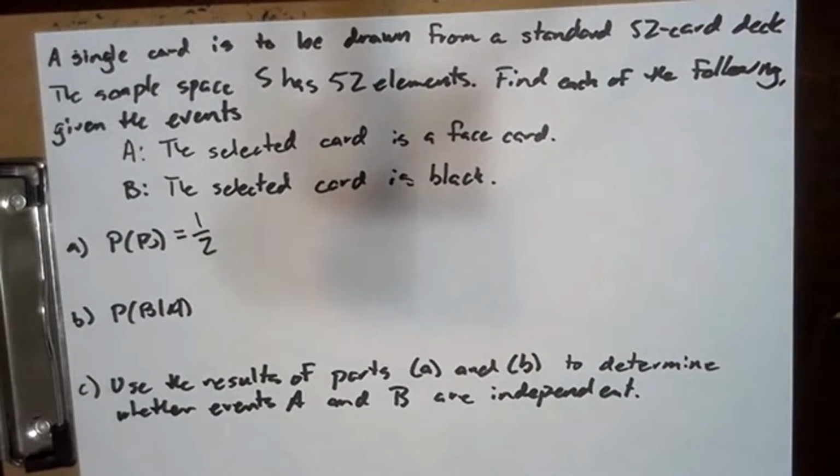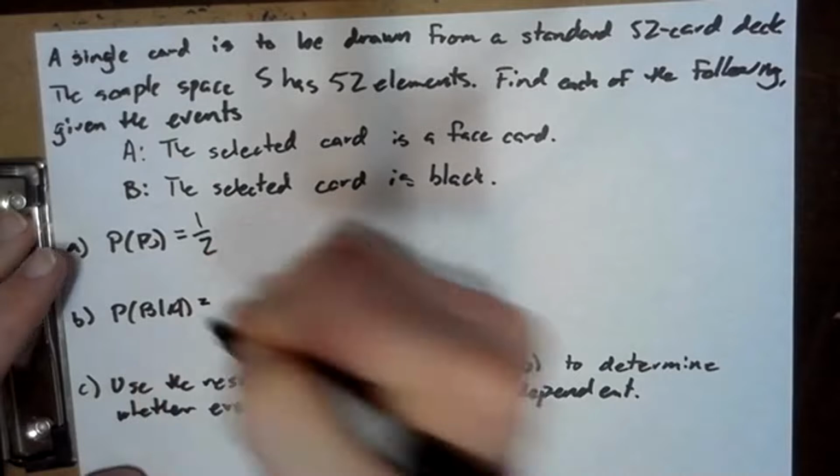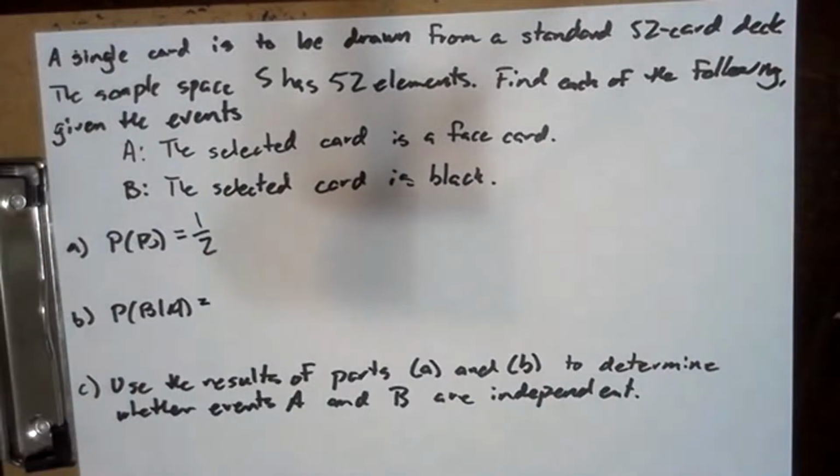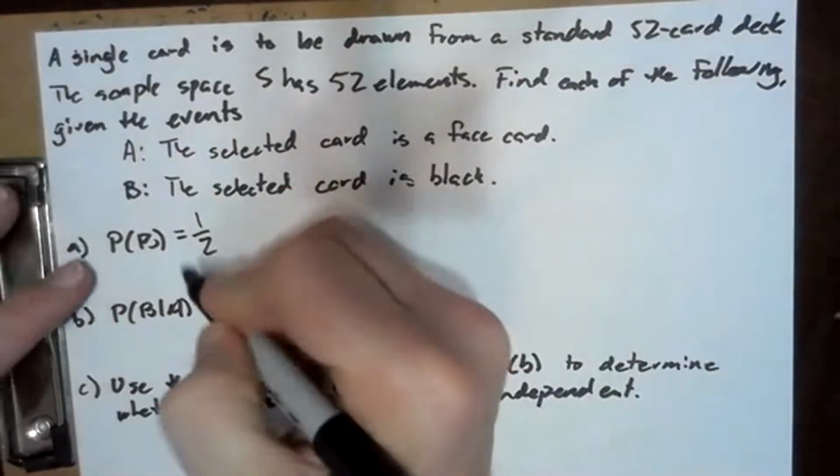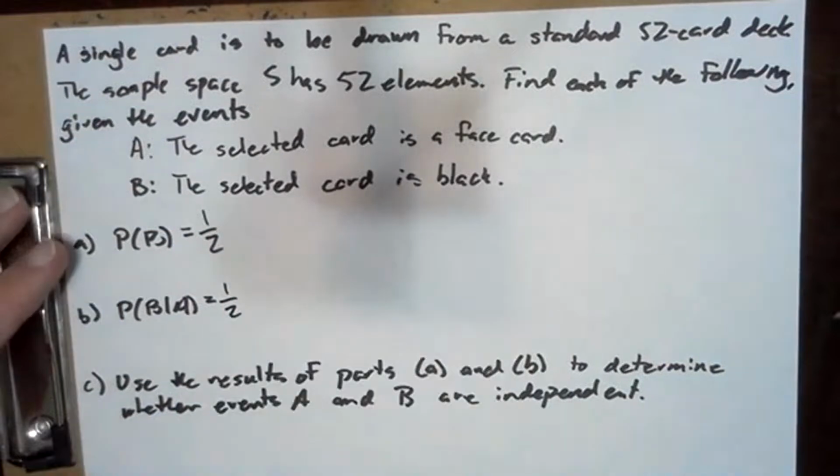Then we're looking for the probability that the selected card is black, given that it is a face card. Well, again, half of the face cards are black. We've got three face cards in each suit, the Jack, Queen, and King, and of the 4 suits, 2 are black, so that's going to be 6 out of 12, or 1/2.